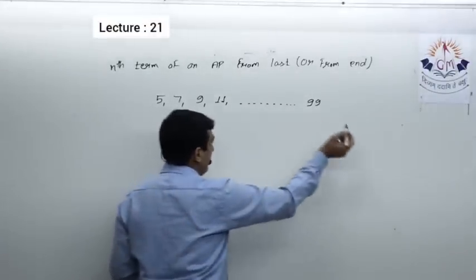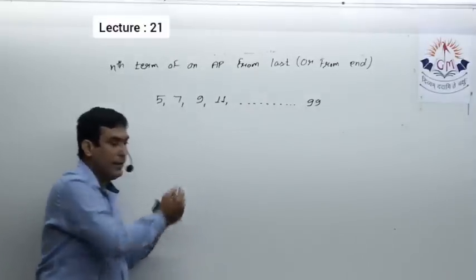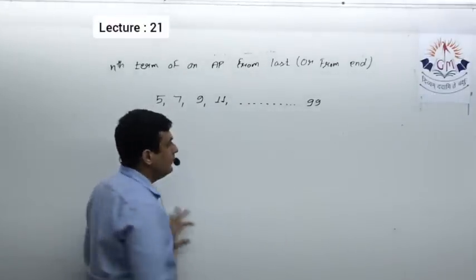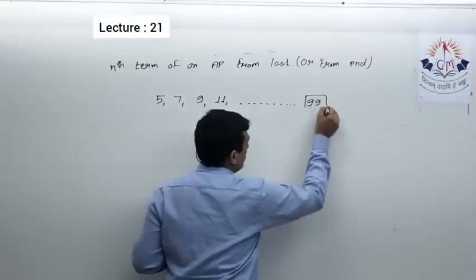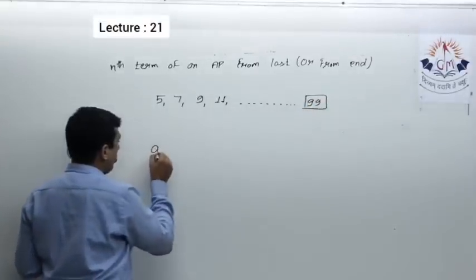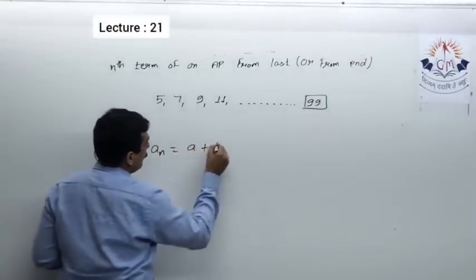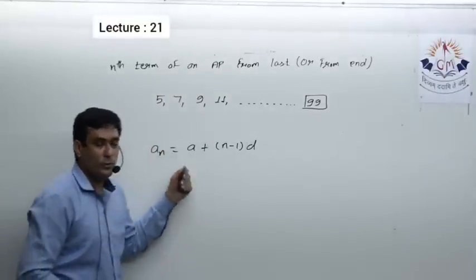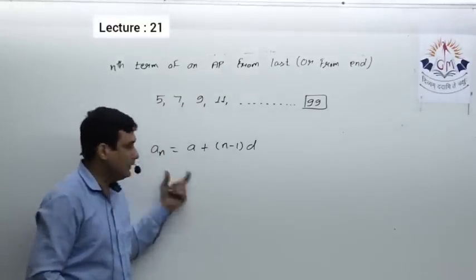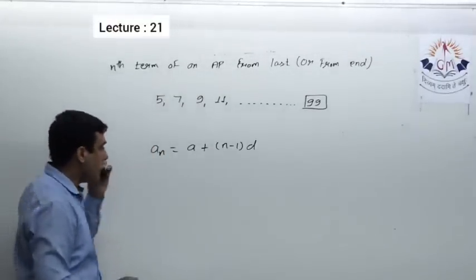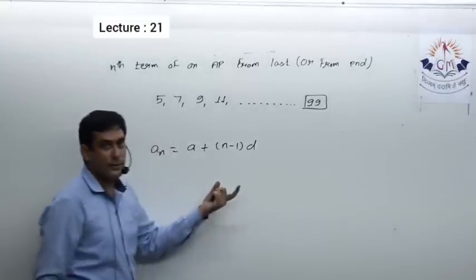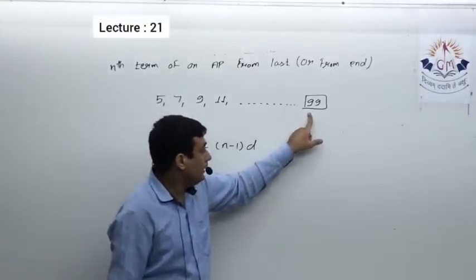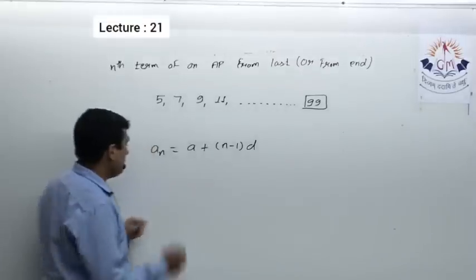See, when we have to find any term from the end, we'll count the last term as the first term. So this is my first term. Now see the formula we have, an is equal to a plus (n minus 1) into d. This formula finds the nth term from the start, obviously. Now here I am reversing the question. That means now I have to find the nth term from the last.